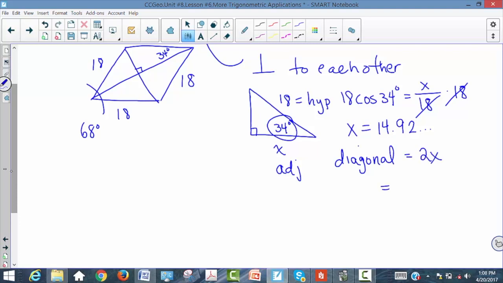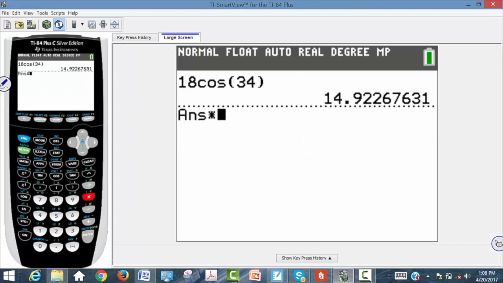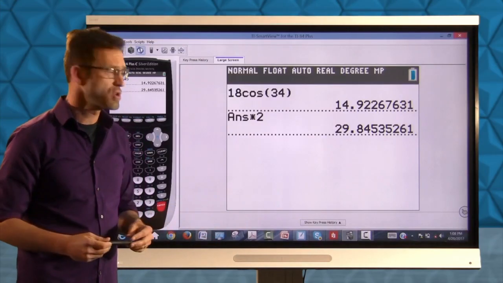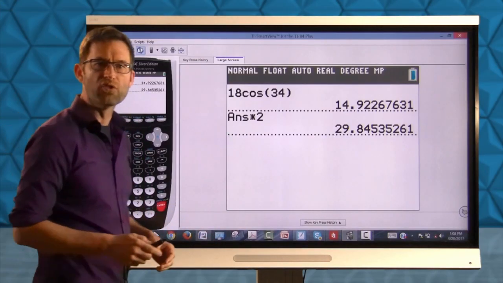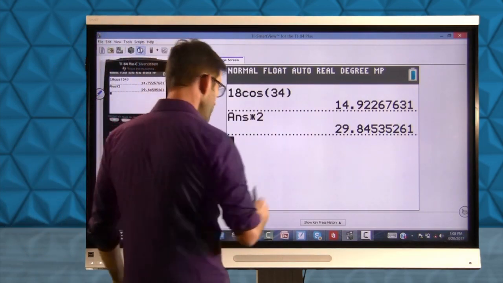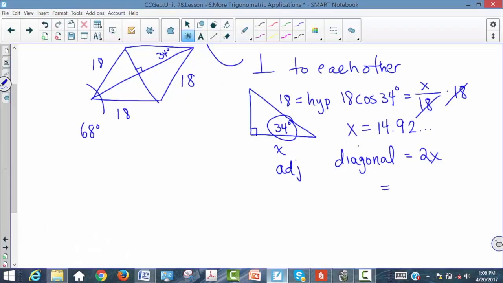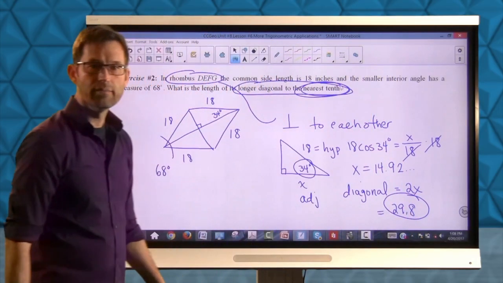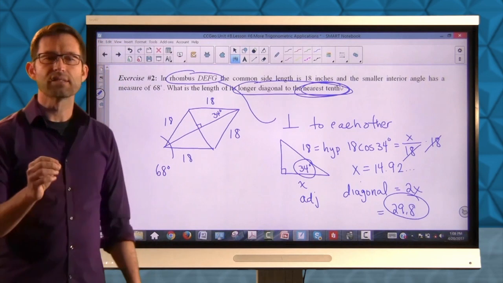Let's go back to our calculator and multiply our previous answer by 2. 29.84. Rounded to the nearest integer, not sure if that's what they asked for, it would be 30. Or if it's to the nearest tenth, it's 29.8. Let's keep both of those in our head. What is the length of the longest diagonal to the nearest tenth? That was 29.8.